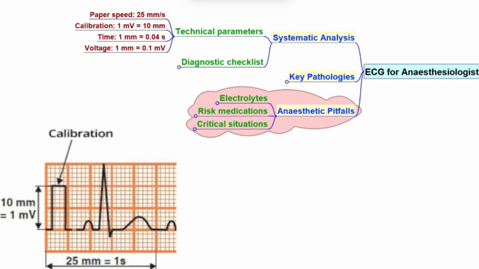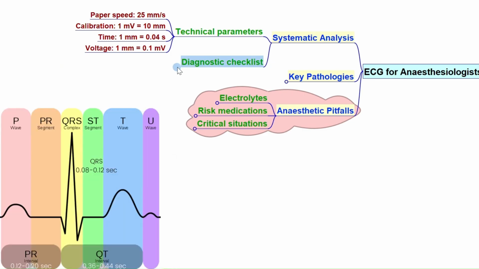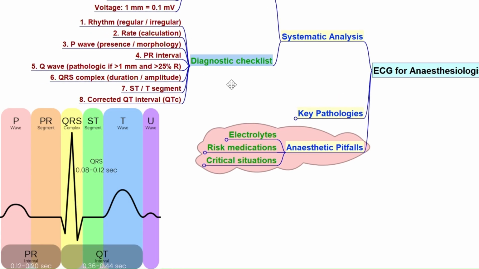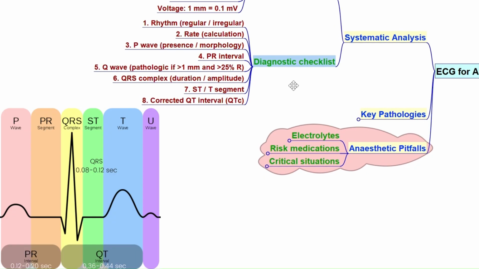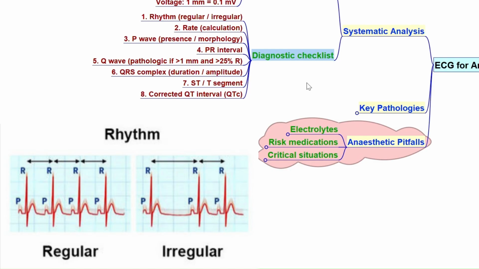This is the first step in analyzing an ECG and should never be skipped. First, check if the rhythm is regular or irregular by measuring the RR intervals. In sinus rhythm, each QRS is preceded by a P wave. Then calculate the heart rate using the formula.